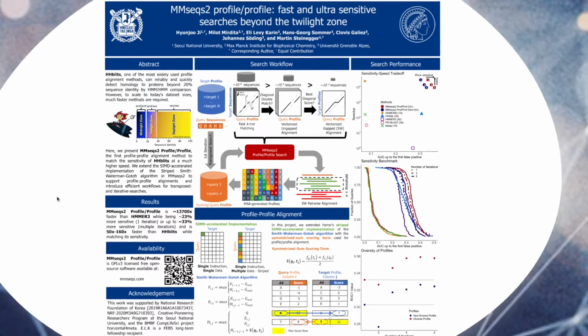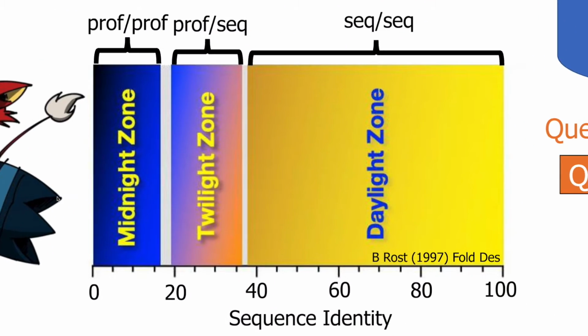Today I'll be presenting on MMseqs2 profile, a fast and sensitive search method to find remote homologies beyond the twilight zone. In metagenomic studies, we study uncultivable microbes by sequencing their DNA straight from environmental samples. Despite our searches against reference genomes, around 50 to 90% of the open reading frames of these metagenomes remain unannotated because sequence-sequence alignment is limited to finding homologies between sequences with high sequence identity, or the daylight zone.